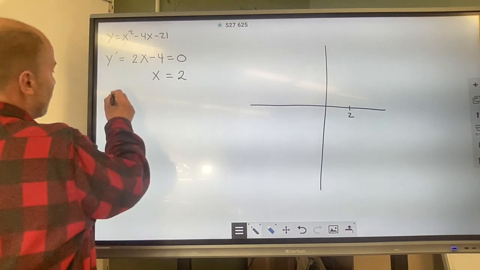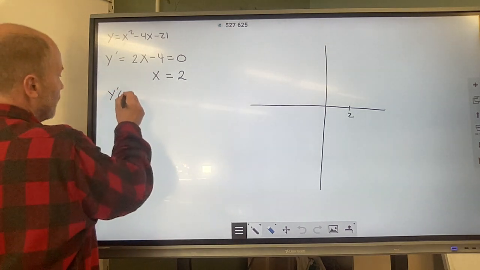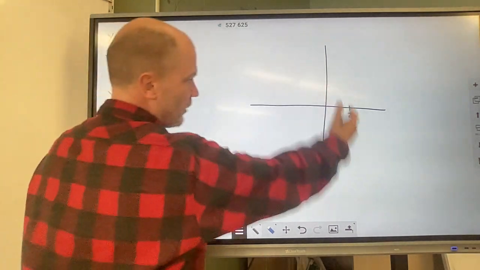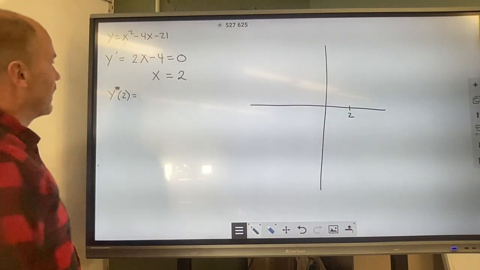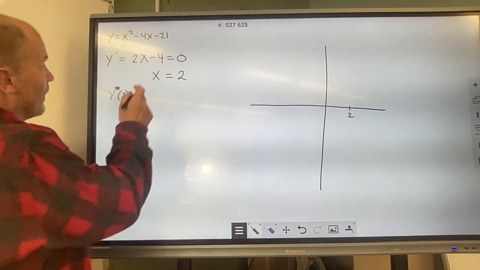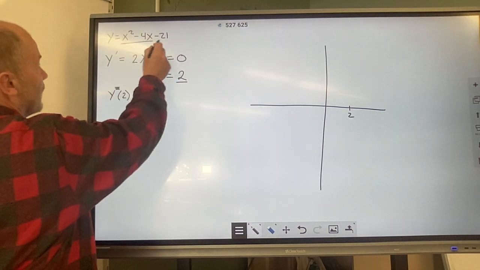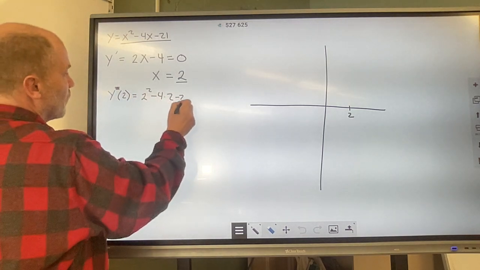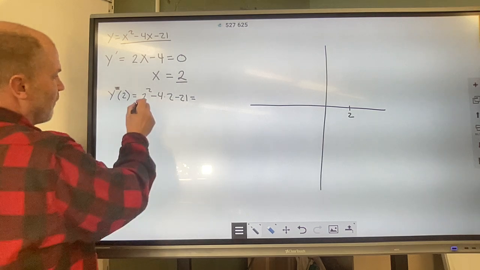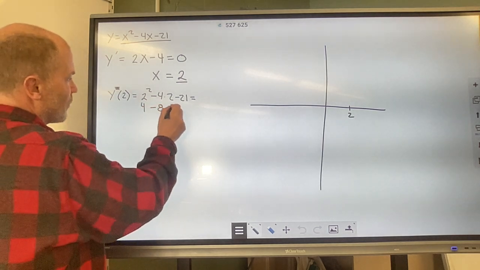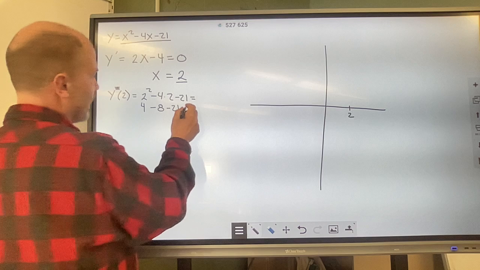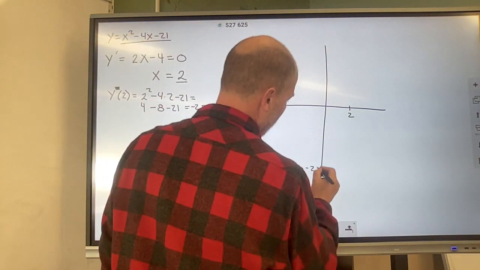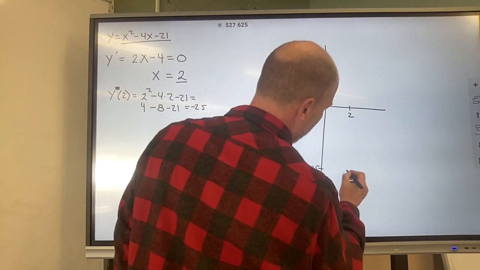So then we need to find y prime of 2. No, I'm sorry. We need y of 2 because I want to know the location. I want to know the y value of this min or max. So I'm going to take this 2 and plug it back in up here. So it's 2 squared minus 4 times 2 minus 21. I do this math, I get 4 minus 8 minus 21, and that's negative 25. So I can come down here, go to negative 25, and put my point.